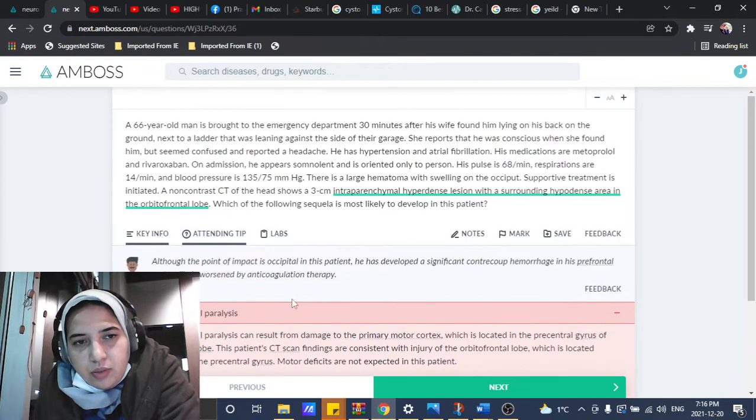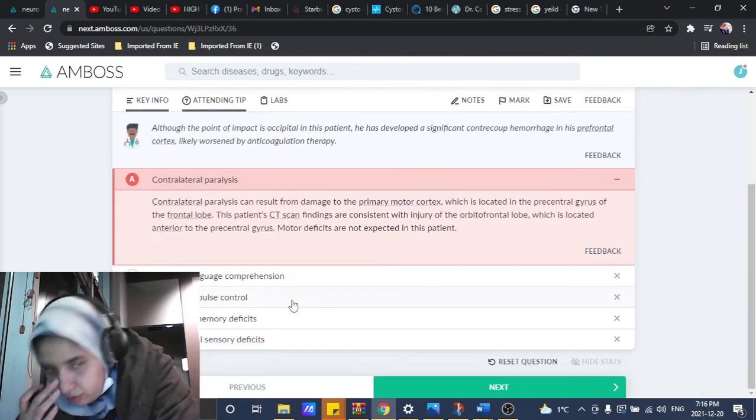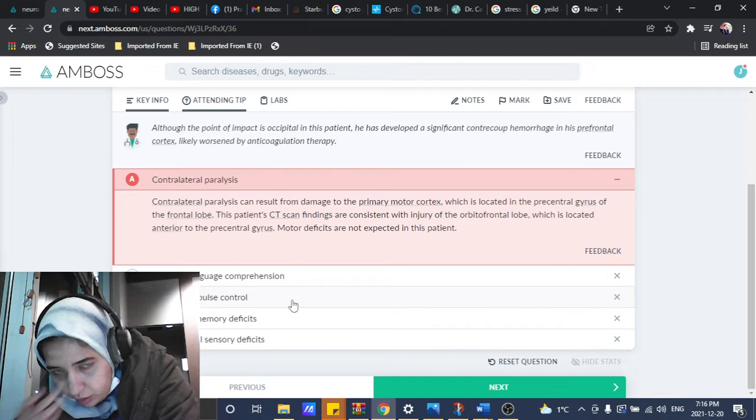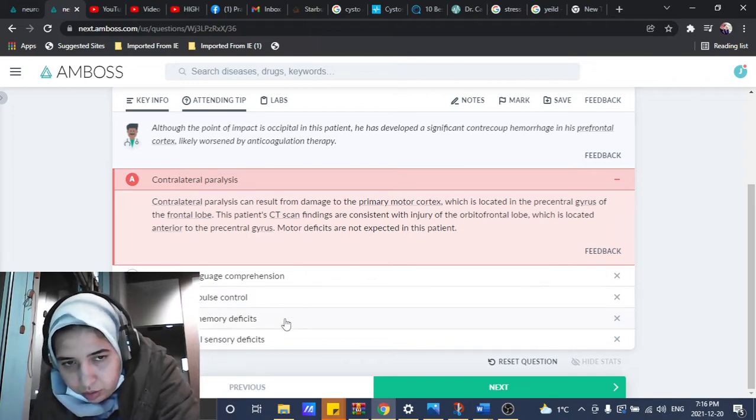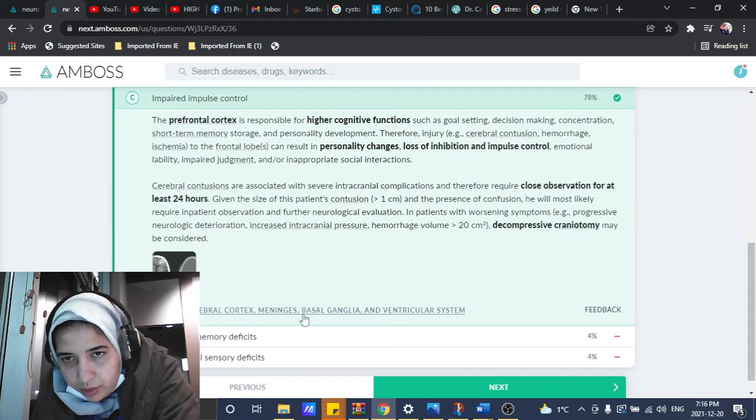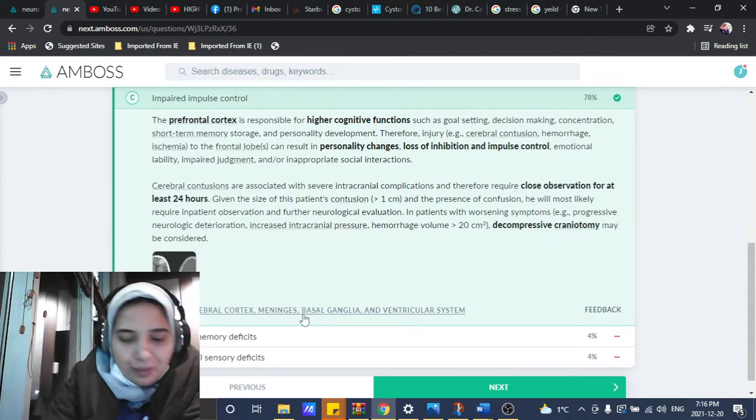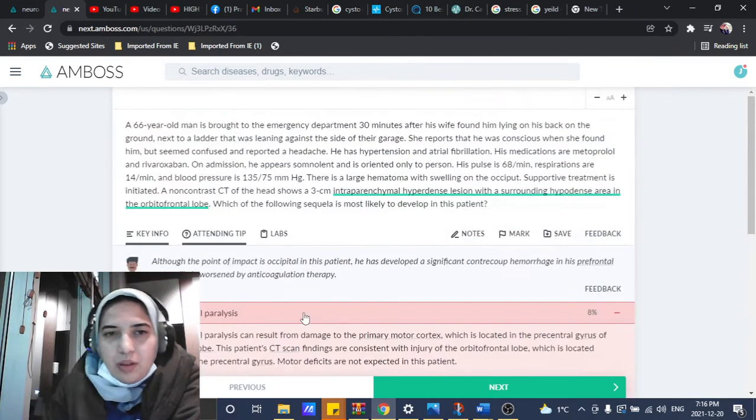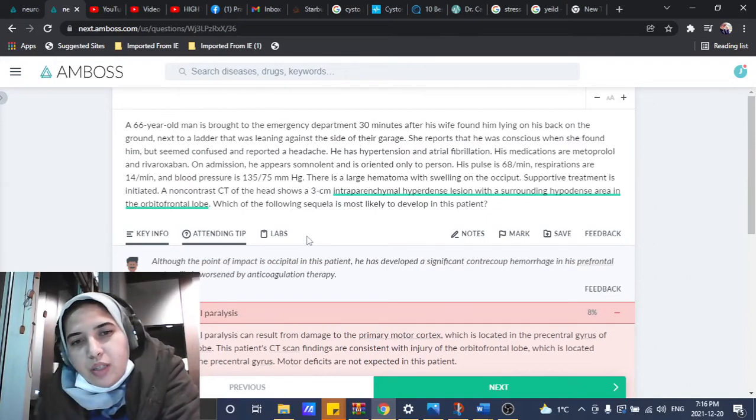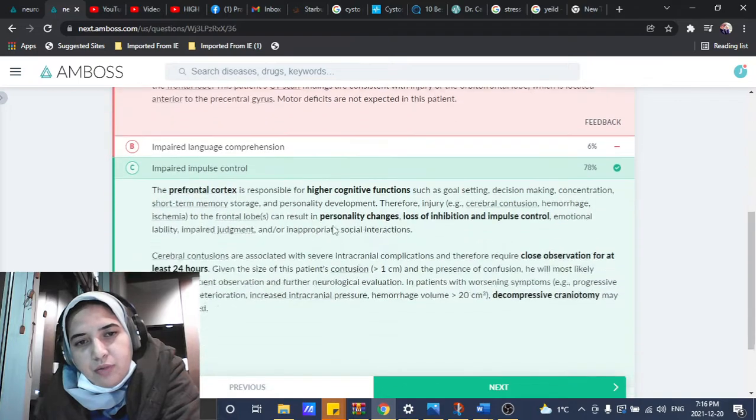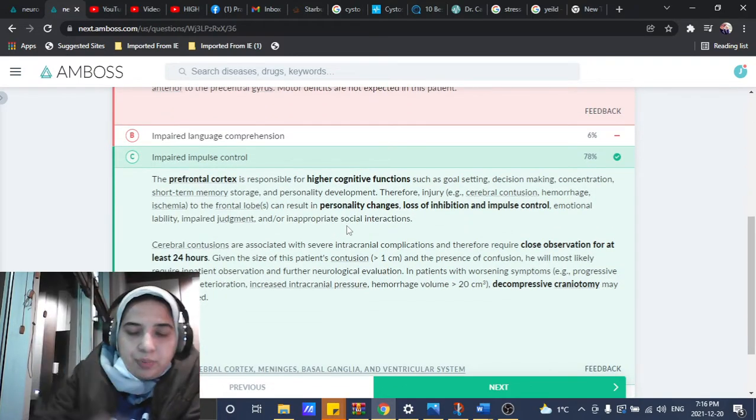So let's see. I guess they want to know what's in the orbitofrontal lobe that would happen. Impaired language comprehension, impaired impulse control. So the frontal lobe would have impulse control areas, I think. I'm really surprised that this is the answer. I don't like this question. So I think it's fair to say that my reasoning wasn't totally wrong, but for some reason I'm not picking up that that's what they wanted. Which of the following sequelae is most likely to develop in this patient? I guess a sequelae, but not complication. I'm reading it wrong. I'm overreading the question. So anyway, the prefrontal cortex.